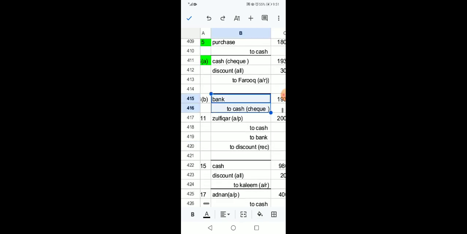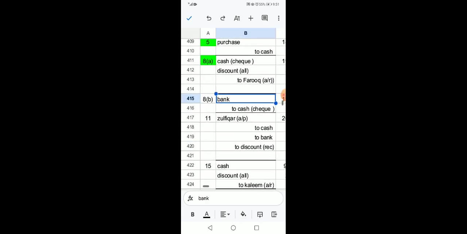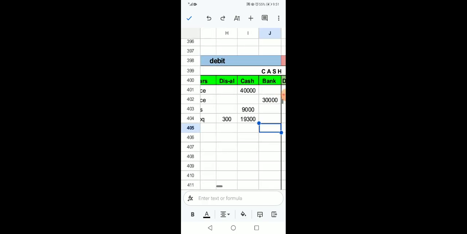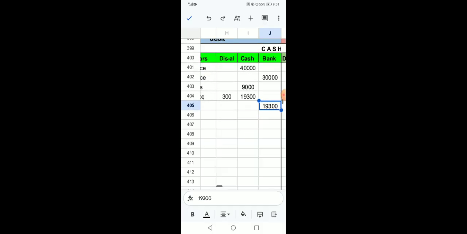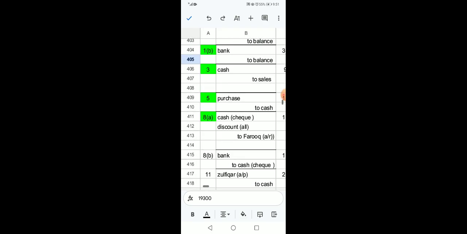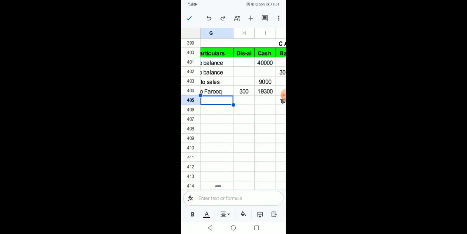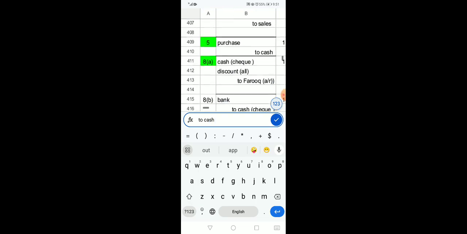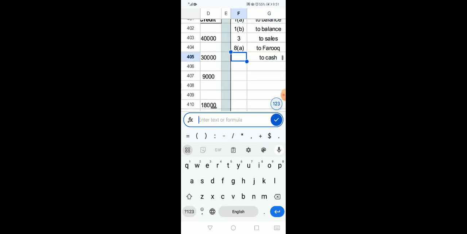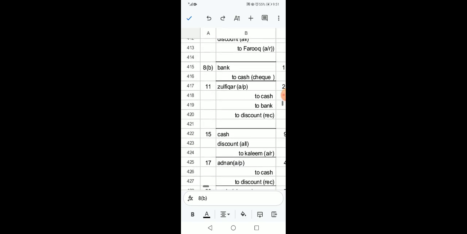There are 2 elements in it and we are associated with both elements. First element is bank. Bank is debited with 19,300. Go to the debit side and write down 19,300 on the debit side of the bank, and see the reference. What is written on the opposite side? That is to cash. So you will write to cash in particulars. See the date, which is 8B. Mention the date over here as 8B. Half part is completed.